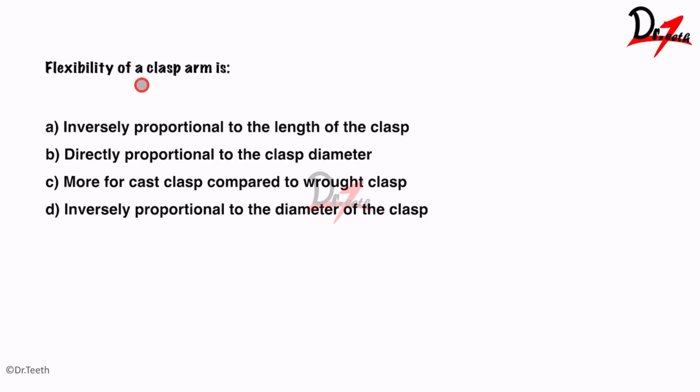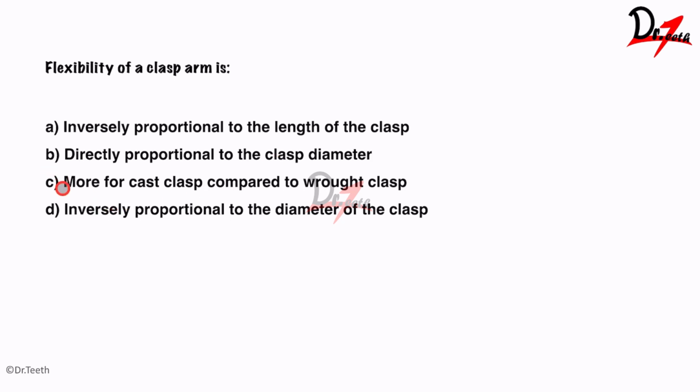Now coming back to the question, the flexibility of the clasp arm is inversely proportional to the length of the clasp. That is not correct, because flexibility is directly proportional to the length of the clasp. As the length increases, the flexibility will increase. The second option is directly proportional to the clasp diameter. That is also not correct. It is actually inversely proportional to the clasp diameter. When the diameter increases, flexibility will decrease. Obviously, the thicker it is, the less flexibility it will have.